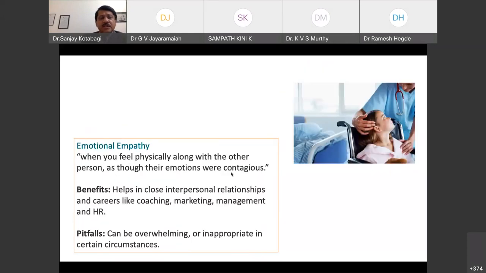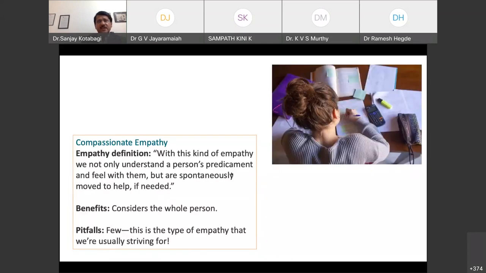But emotional empathy is something which is like when the coaching is done, when the mentoring is done, the mentor is trying to place his or her shoes, or place herself, into the shoes of the mentee. Correct? So trying to understand their pain points and then empowering them with the kind of strength they need to develop. Okay, but what we are expecting from the students to do is a compassionate empathy.